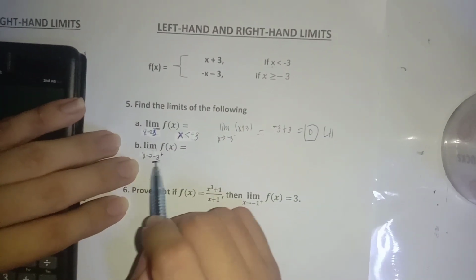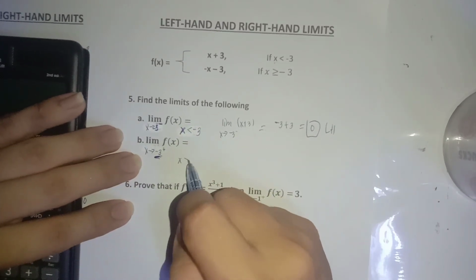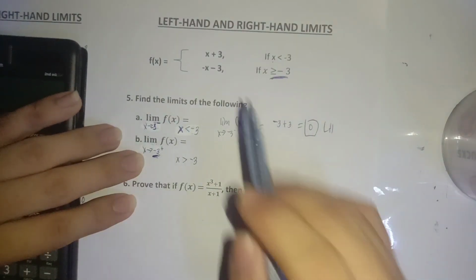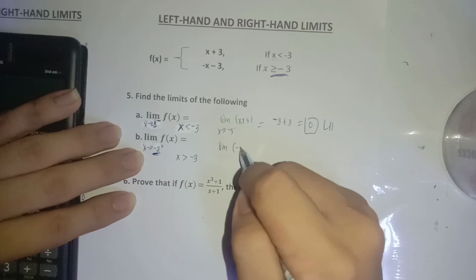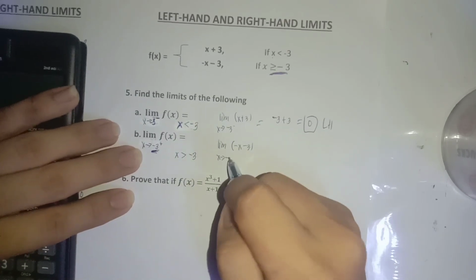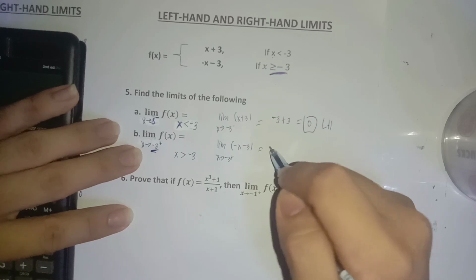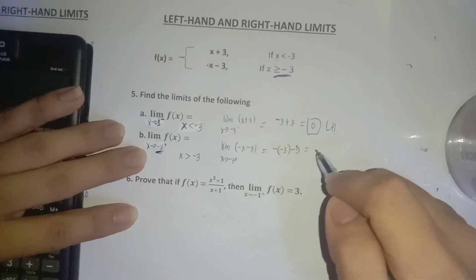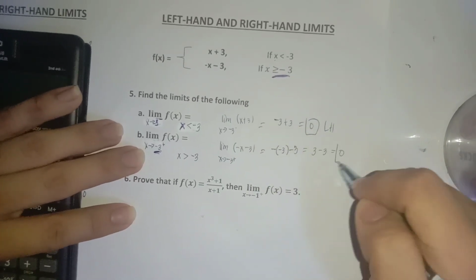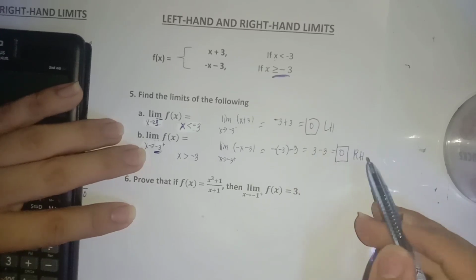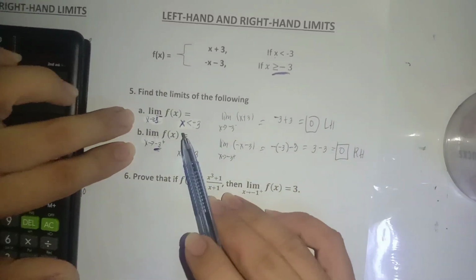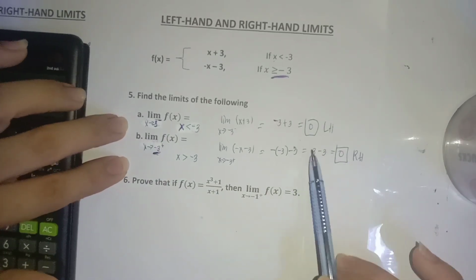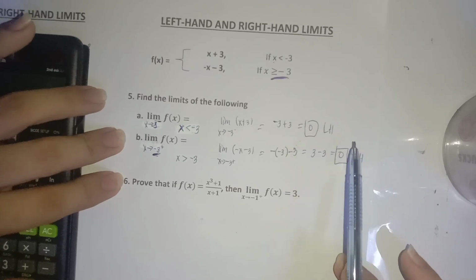Para naman sa letter B, negative 3 positive, we're looking for the condition x is greater than negative 3. So ito, yung x is greater than negative 3. And the function is negative x minus 3. So ito yung function na gagamitin natin for the right hand. Then substitute, we have negative 3 minus 3. We get negative times negative is positive, minus 3. And the limit is 0. So we have your right-hand limit, which is 0. So that concludes that the limit of your function as x approaches negative 3 is also equal to 0, since left-hand limit is the same as your right-hand limit.